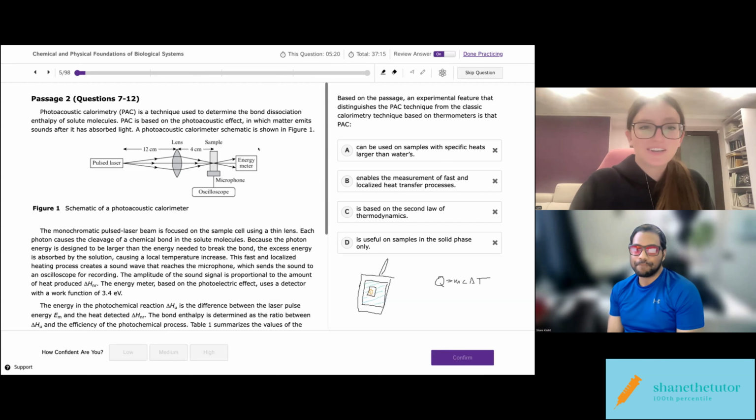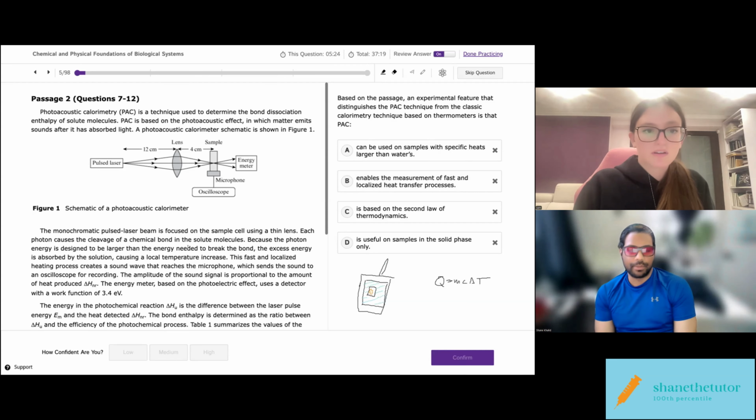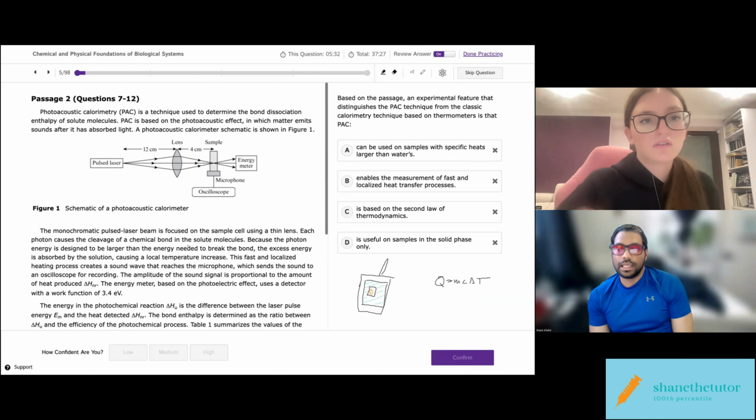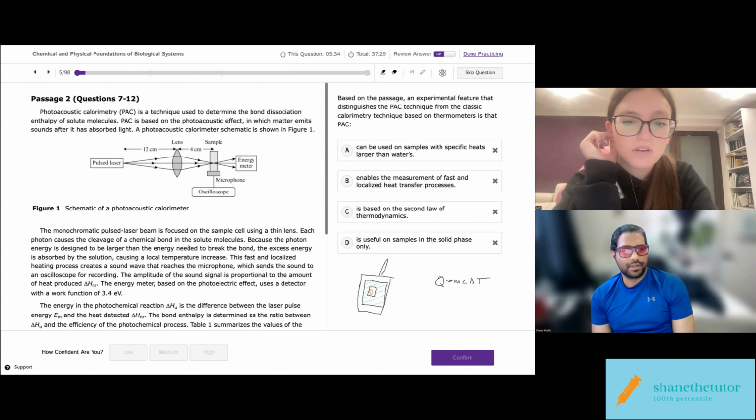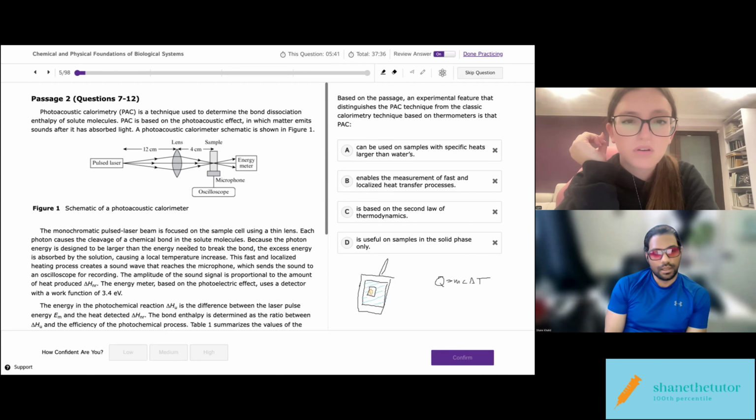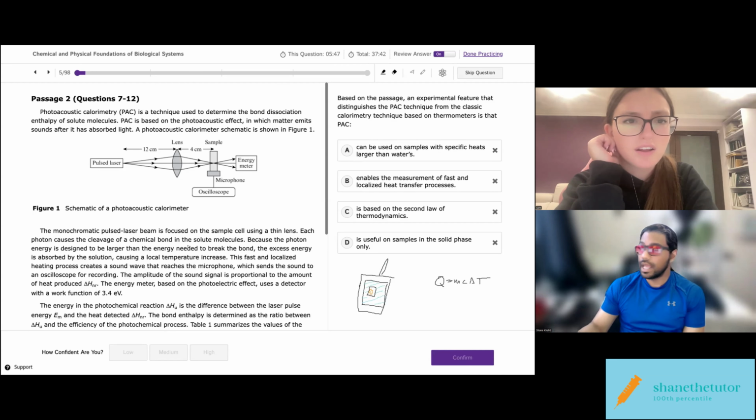Okay, so that's a regular calorimeter. This passage is talking about some other type. Photoacoustic. What do you think of when you see photoacoustic? We've been speaking about energy, so it's probably something to do with sound. The energy part we know. It's like light.